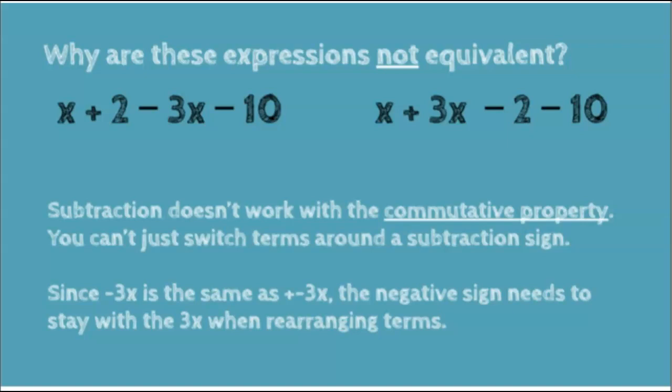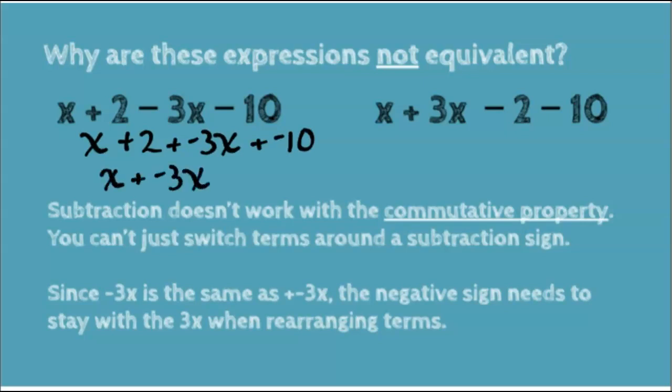Since minus 3x is the same as plus negative 3x, the negative sign needs to stay with 3x when you're arranging the terms. So you could write this as x plus 2 plus negative 3x plus negative 10, and then you're allowed to switch it around, and you could make it x plus negative 3x plus 2 plus negative 10. And then if you want, you could even rewrite those with minus signs at the end and get x minus 3x plus 2 minus 10 as an equivalent expression.